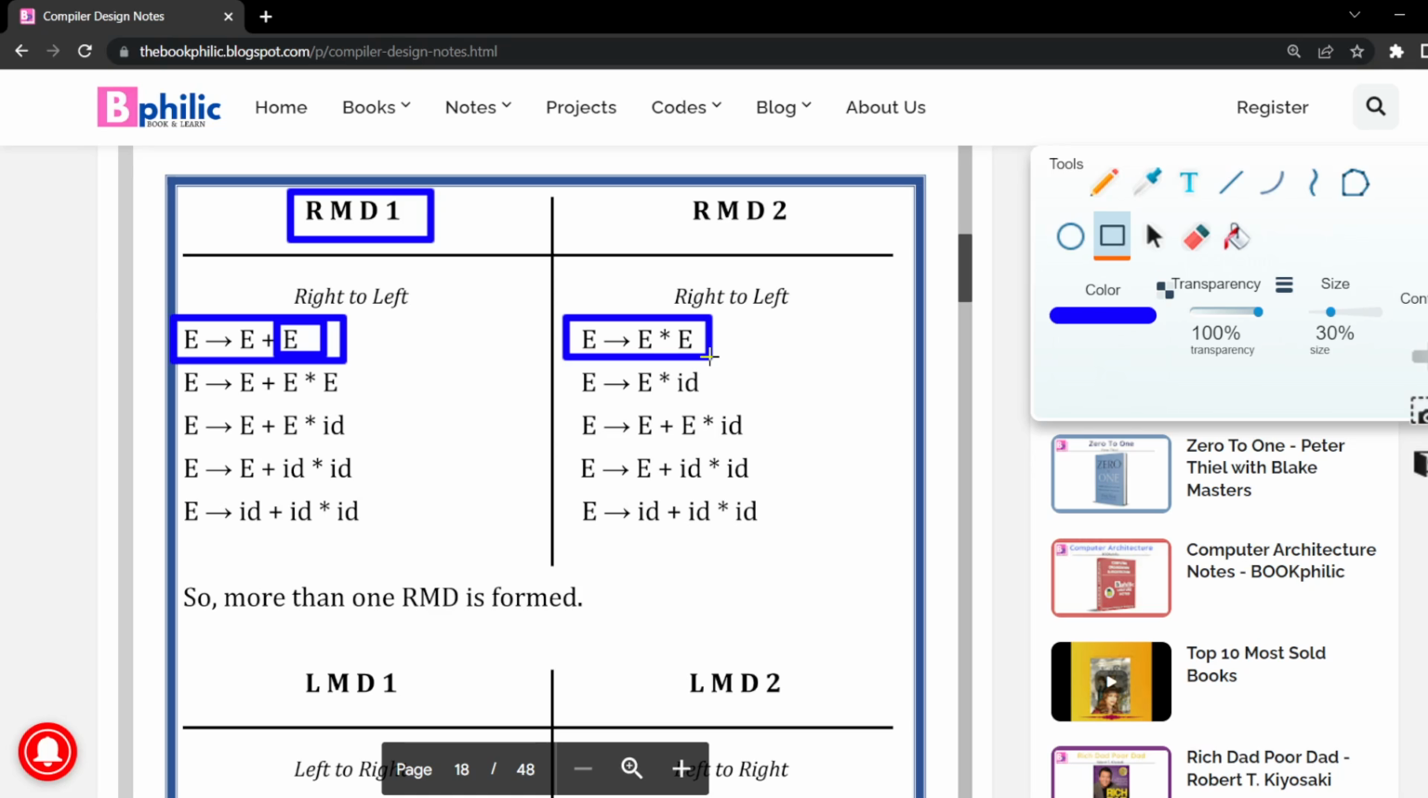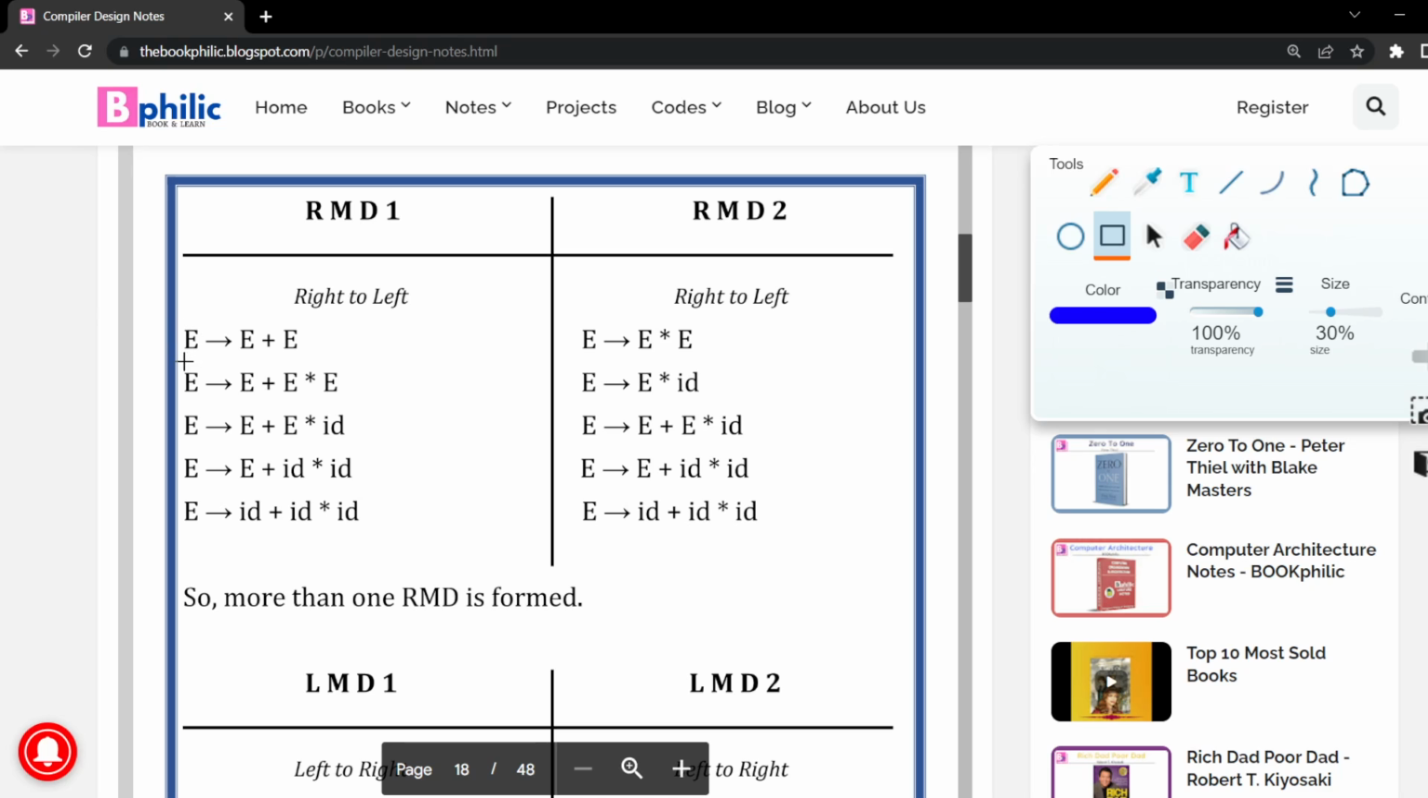Whenever you are given the rules of grammar, a production rule, you will have to take one rule in one case and another rule in another case. Then only can you derive the same syntax using two different ways. Our main target is to derive the same syntax. Then only can we say that this grammar is ambiguous, because the same syntax can be derived in two different ways. So let us start with the first, RMD 1.